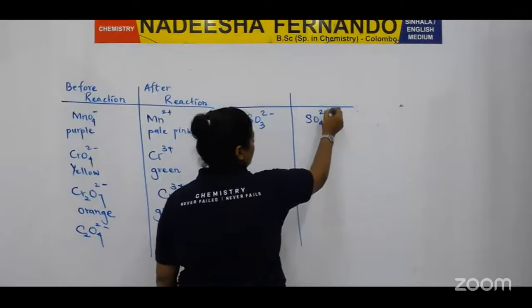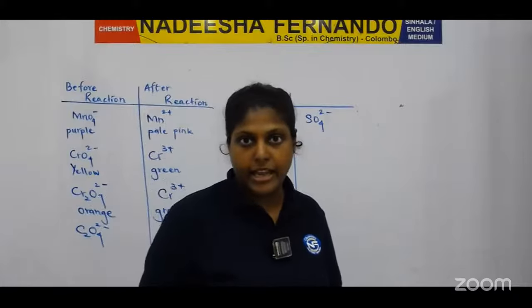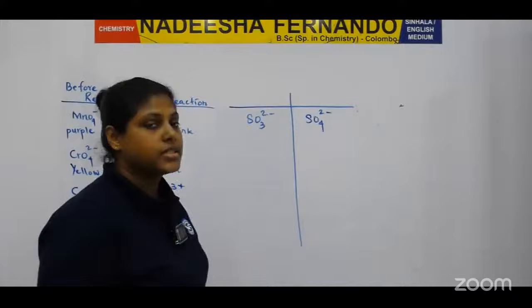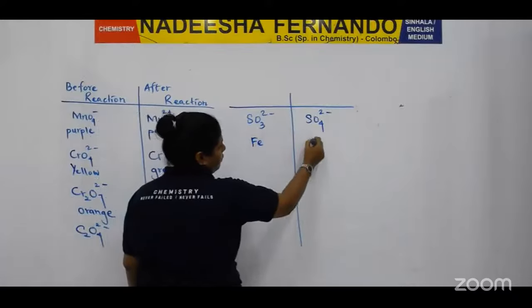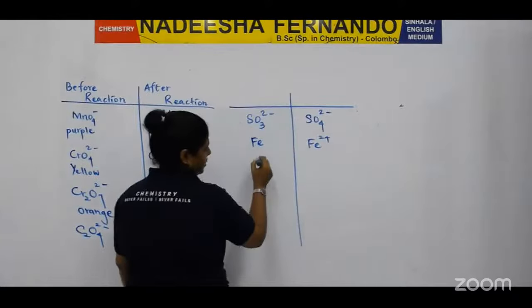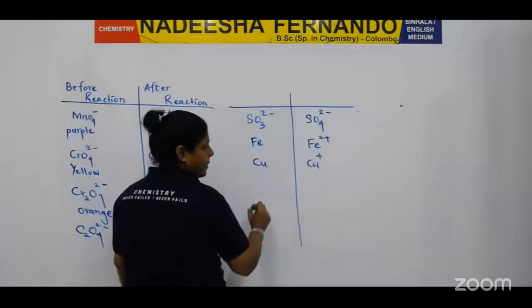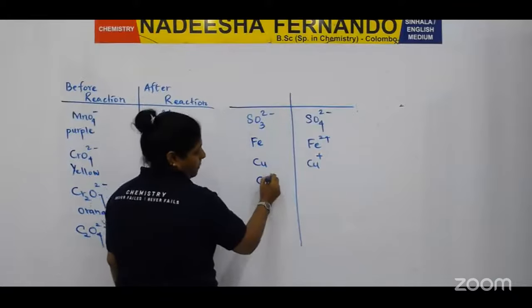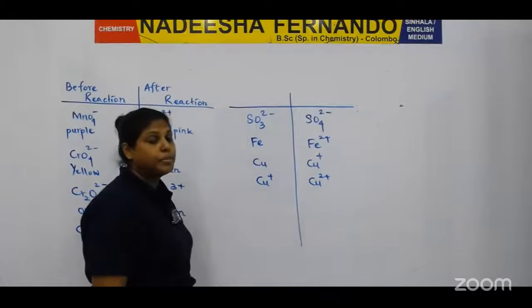SO4 2 minus. Sulfide changed to sulfate. When we have Fe, Fe goes to Fe2 plus. When we have copper, copper changed to copper plus. When we have copper plus, it changed to copper 2 plus.